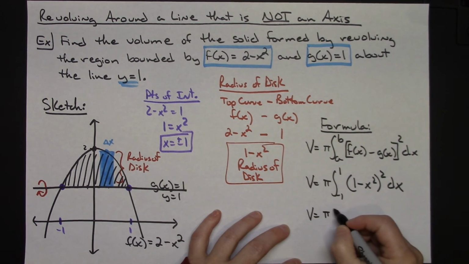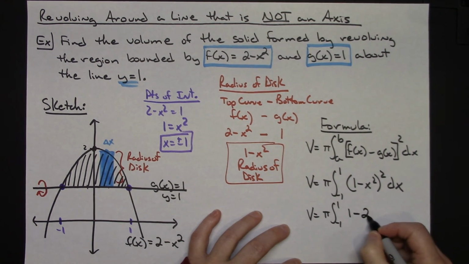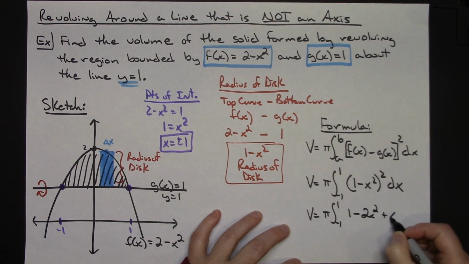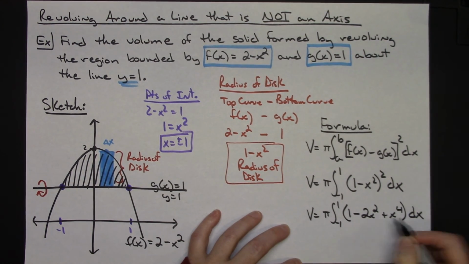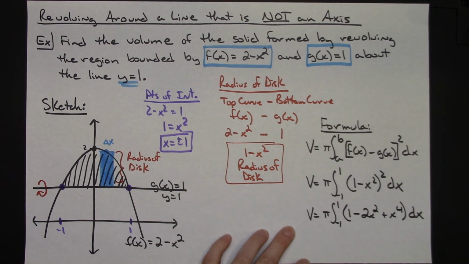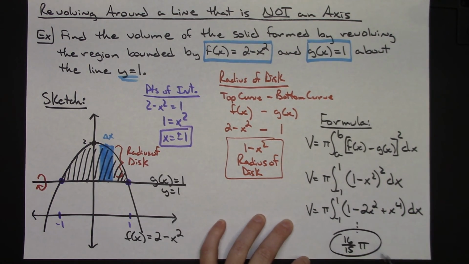Volume equals pi times the integral from negative 1 to 1. If we FOIL that out, we'd have 1 minus 2x squared plus x to the 4th, and then dx. So foiling that out, from there you should then be able to continue. You can hit pause on the video and then try to integrate that. If you do that and you get done, you should have 16/15 pi as your final answer.